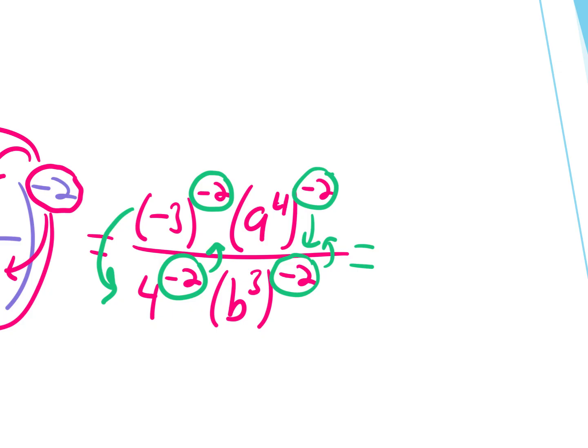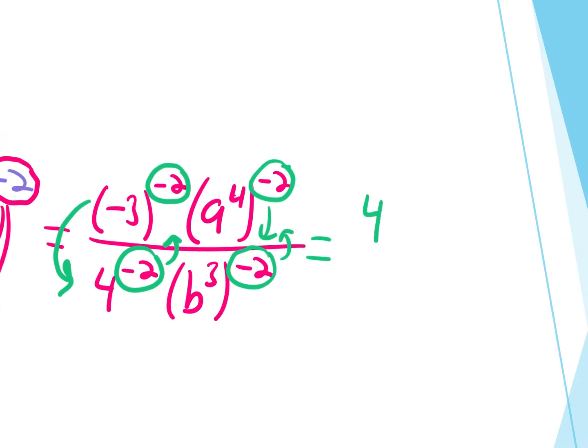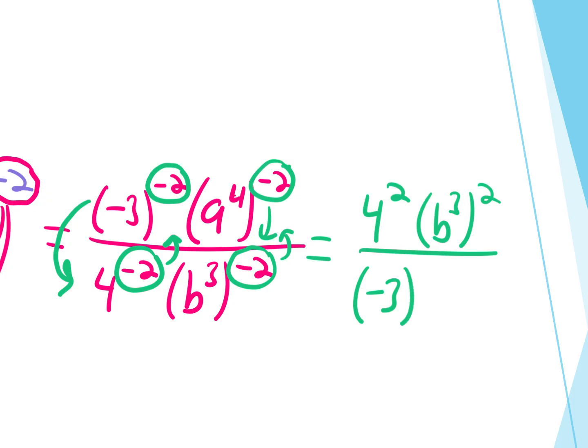So let's do that. Again, don't blink. There's a lot going on. So this is 4 to the positive 2, b to the 3 to the positive 2. Everything that was on the bottom is now on the top, because everything on the bottom had a negative exponent. And then this is now negative 3, give me 1 second, to the positive 2, a to the 4th to the positive 2. Do we agree so far? Yeah? All right.